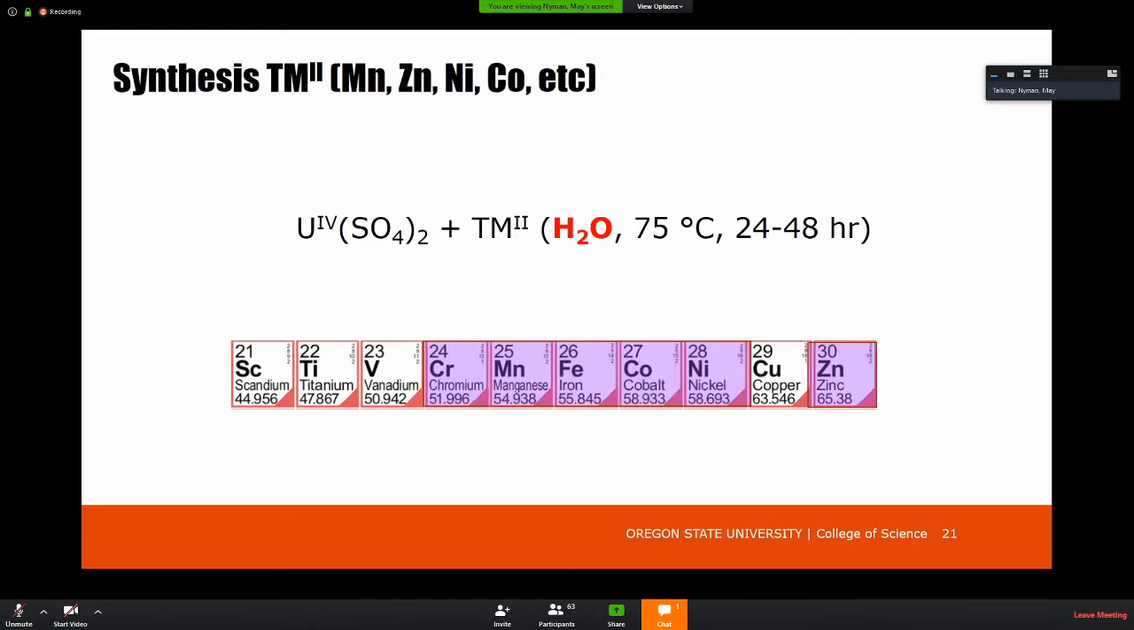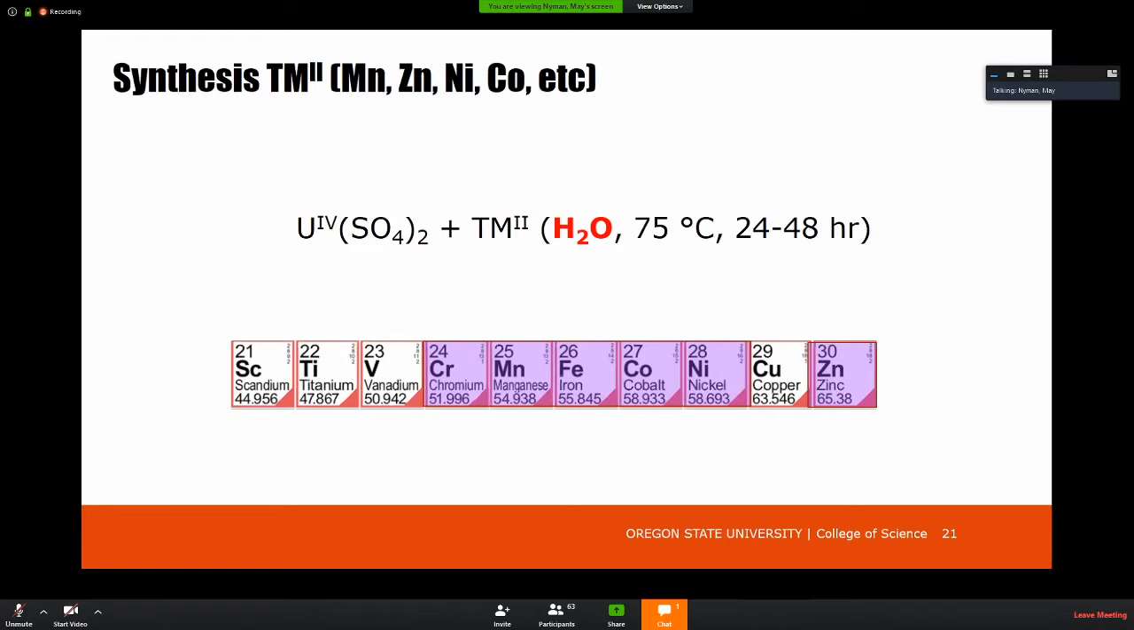Okay, so now we're not working in sulfuric acid because transition metals dissolve just fine in water. And we're using divalent transition metals because we don't want to use such high oxidation state metals that might oxidize the uranium to hexavalent uranium, because the tetravalent form is indeed the less stable form in most conditions. So we've done this reaction with chromium, manganese, iron, cobalt, nickel, and zinc, all in the divalent form.